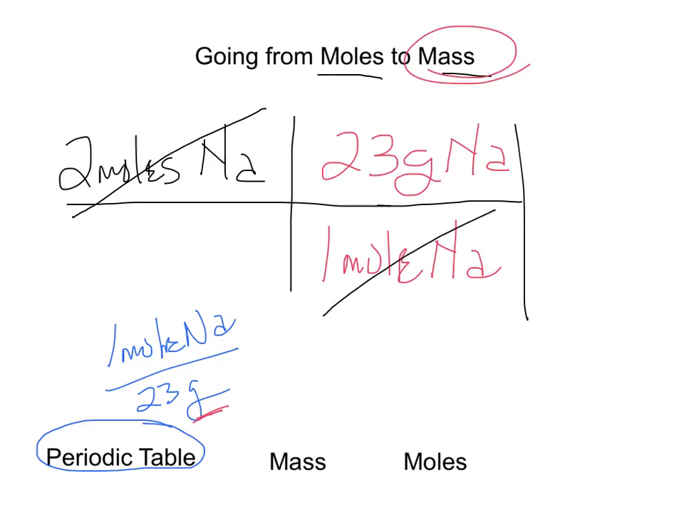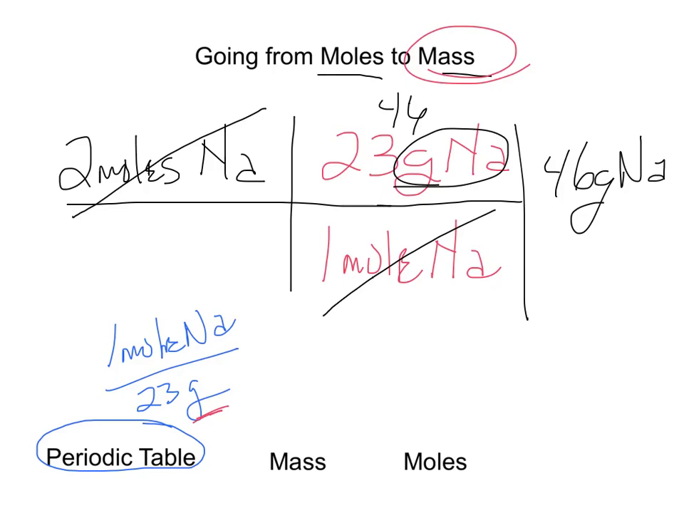Now that I know where I want to go, then I would cancel out like terms, moles of sodium, and then do the math. 2 times 23 is 46. 46 divided by 1 is 46. What units are left? Grams of sodium. So this is the way I would go back in the other direction. So whichever direction I want to go, I put on top.